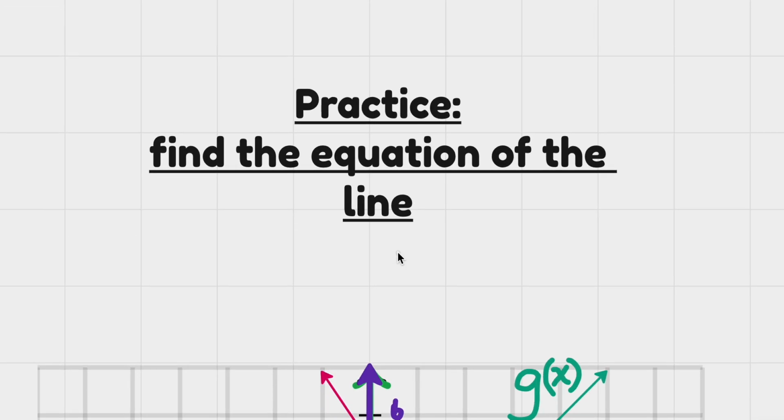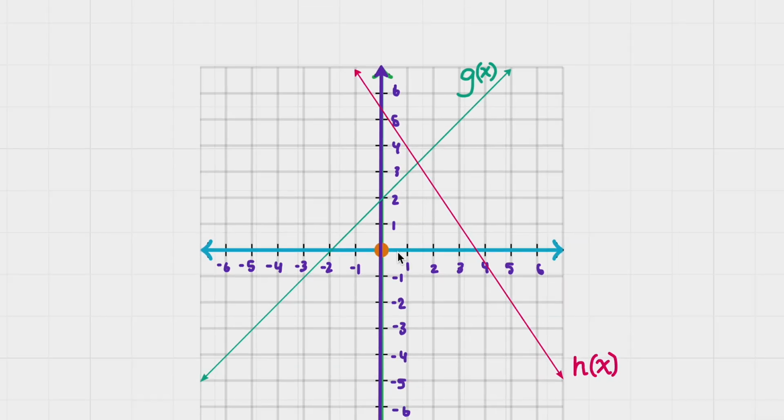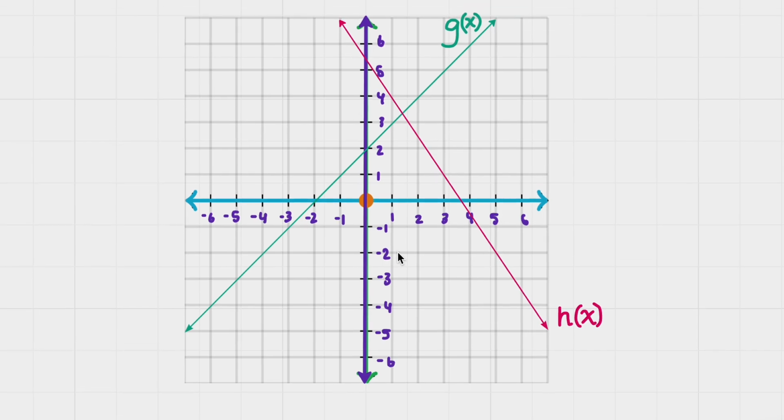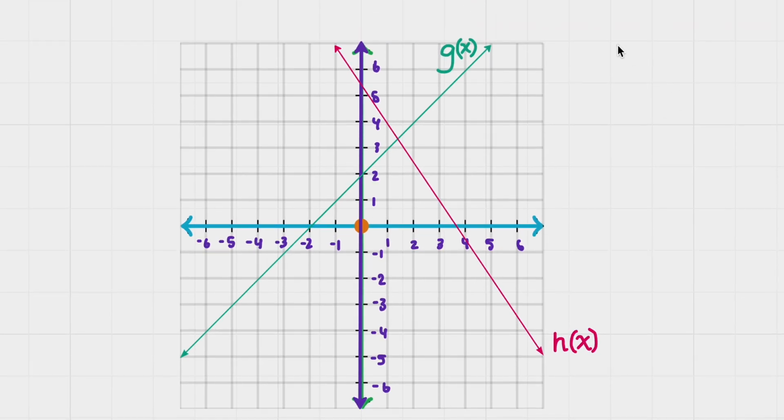So let's do some practice and find the equation of the line. There are 2 lines here, and I'm trying to find the equation of both of these lines. And let's use the slope-intercept form to our advantage. So we have y is equal to mx plus b.